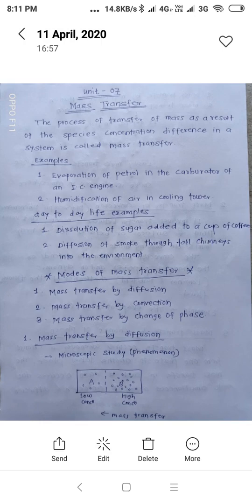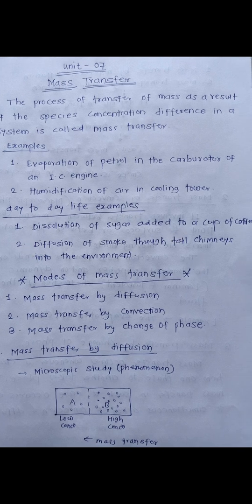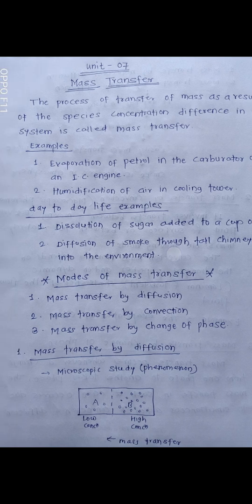So what is meant by mass transfer? The process of transfer of mass as a result of the species concentration difference in a system is called mass transfer. Mass transfer takes place because of the concentration difference, from the high concentration region to the low concentration region.